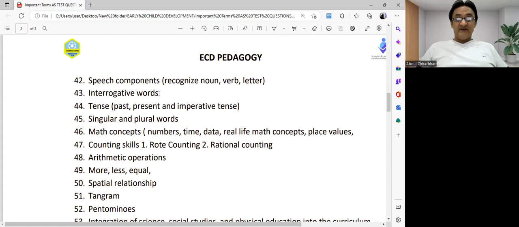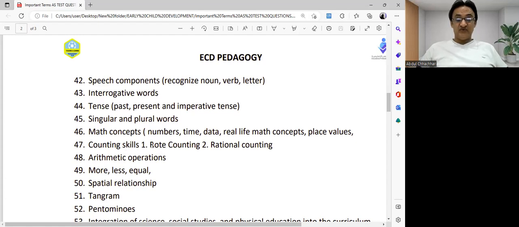The interrogative words. Okay, so this is again the practice. The tense, past, present, and the imperative tense practice. Singular and plural words, these are your practice that you know already. But however, from the math concepts: number, time, data, real life math concept, places, value. So how are you going to apply these in the classroom, what will be the best way to teach these concepts. So counting skills you should know.